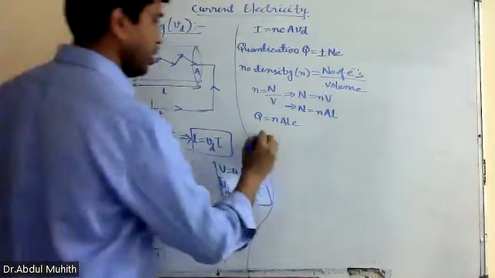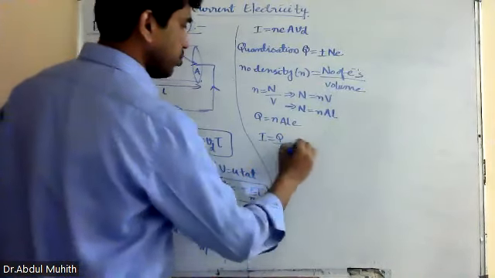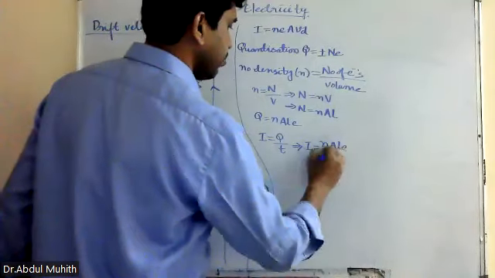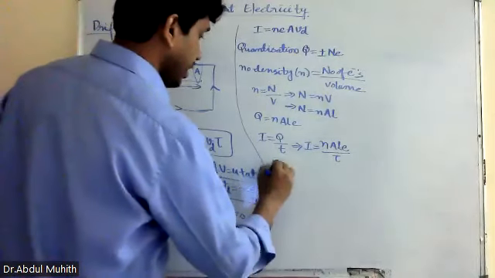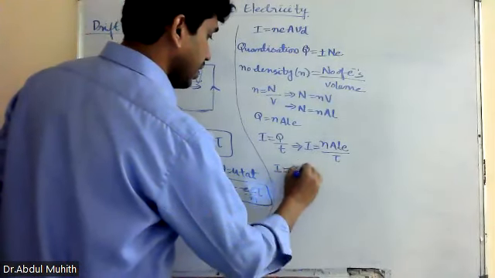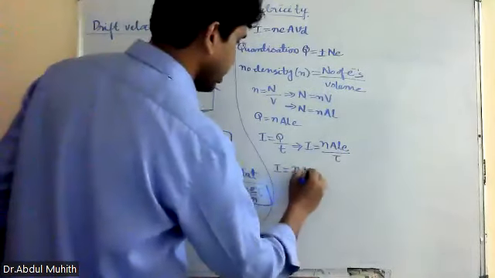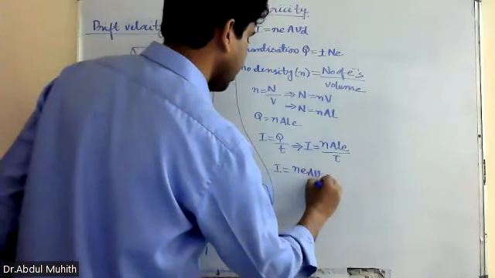Okay, but we have the formula I is equal to Q by T. Now we are going to substitute here. I is equal to what? Q is N A L E by tau. Instead of T, I am taking tau. Now I is equal to N A into what? L by T. L by T is VD. So here we can write NEAVD. Is it clear, all of you?